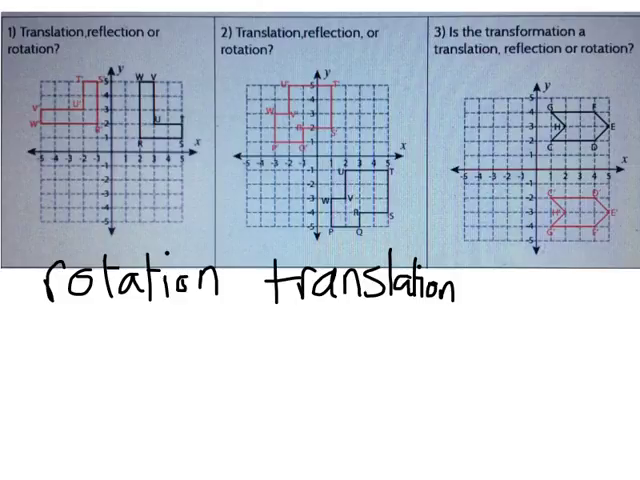Look at shape number 3. Does that show a translation, reflection, or rotation? That shape was reflected over the x-axis. If you look, you can see that point C is on the bottom for the original figure and on the top for the image. That is a reflection.